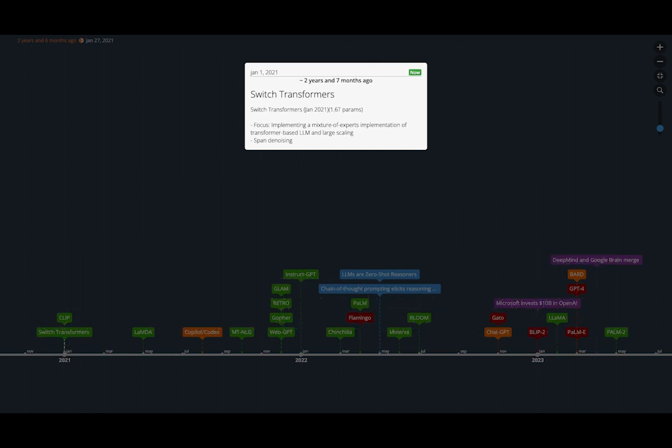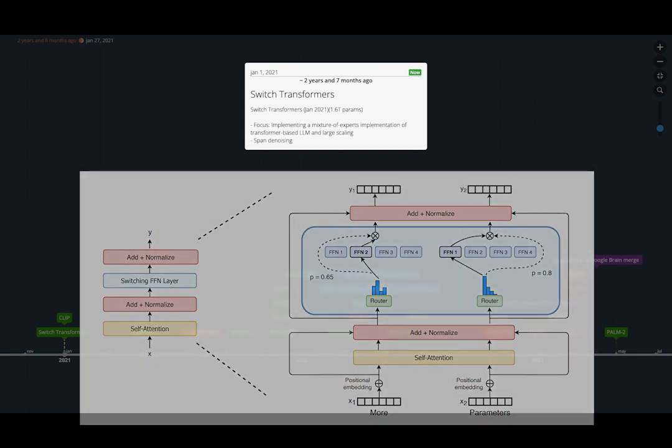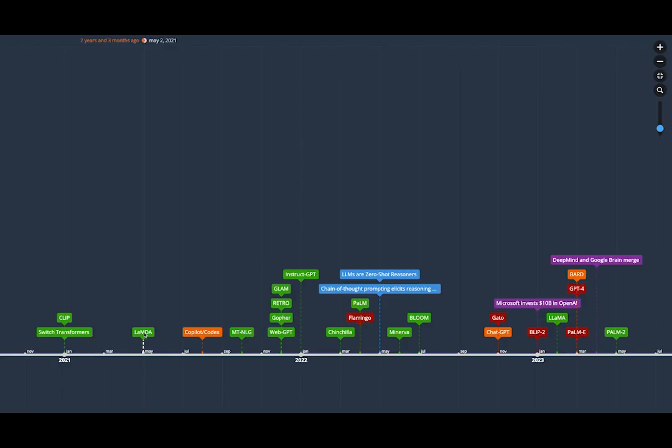The Switch Transformers implementation of MOE was adding a switch layer, which would route inputs to different sets of feed-forward networks. The authors also raised the topic that multimodal models could likely benefit from MOE designs, as different parameters could specialize to different forms of information.